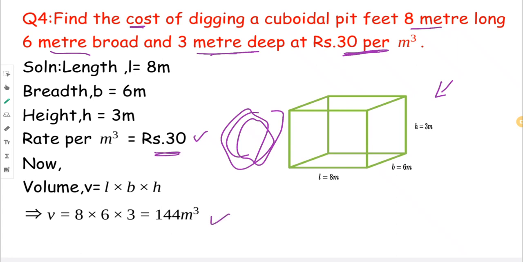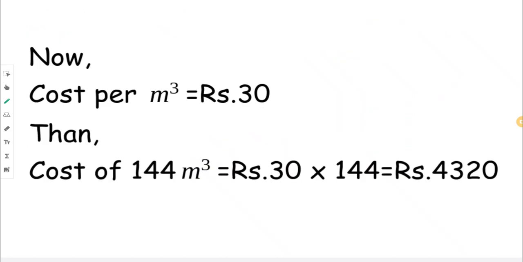The question says per meter cube is how much? Rupees 30. So I just have to multiply. So rupees 30 into 144 meter cube. So the total amount that we'll be paying is rupees 4,320.